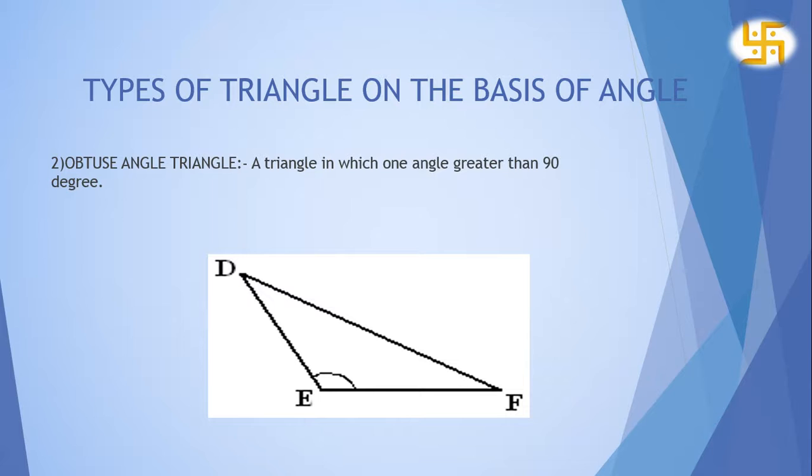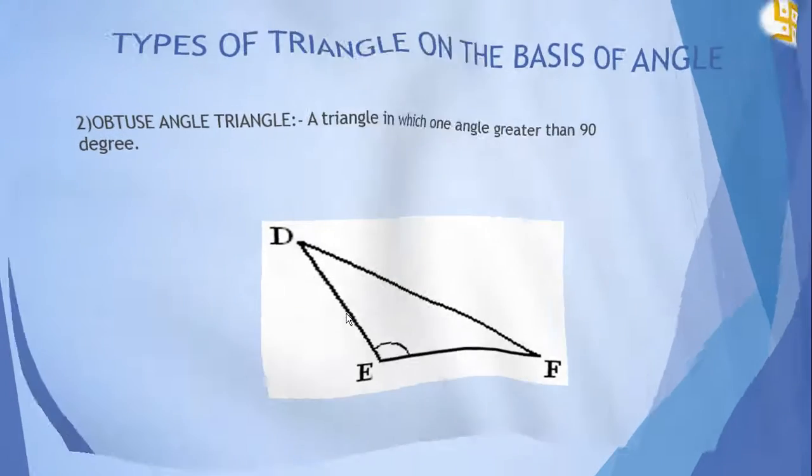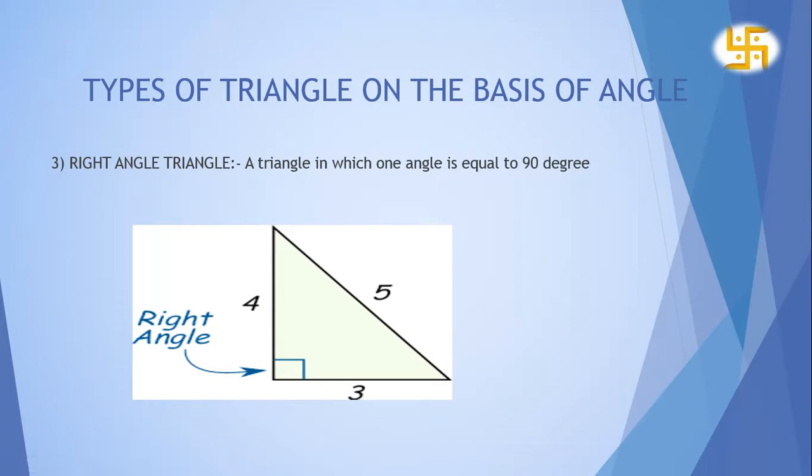The second one is the obtuse angle triangle. A triangle in which one angle is greater than 90 degrees. See here, in triangle DEF, angle E is greater than 90 degrees, so it is an obtuse angle triangle. The third one is the right angle triangle. A triangle in which one angle is equal to 90 degrees. See here, this angle is equal to 90 degrees. That means it is a right angle. So it is known as a right angle triangle.